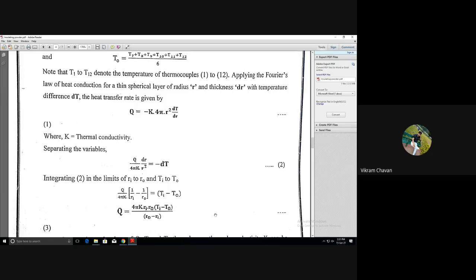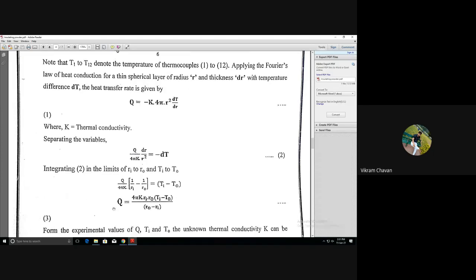By providing these particular limits, we have to perform the integration, and that we have done in many derivations. Then the final equation for the heat transfer rate in case of a sphere will be given as q = 4 pi k multiplied by ri multiplied by r naught multiplied by (ti minus t naught), divided by (r naught minus ri). Now r naught is the outer surface radius of the sphere, and ri is the inner surface radius of the sphere.